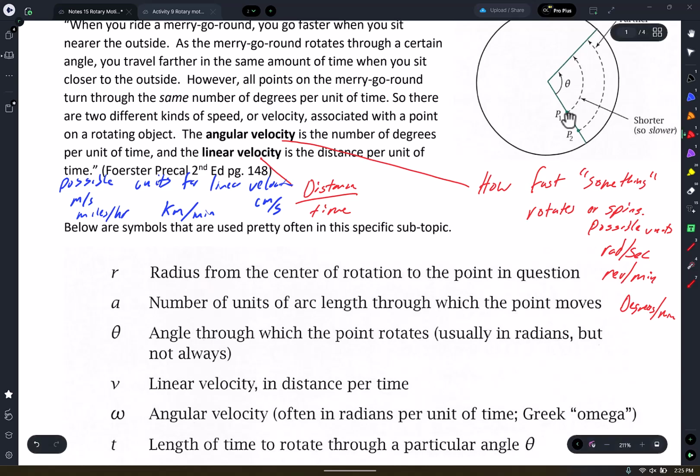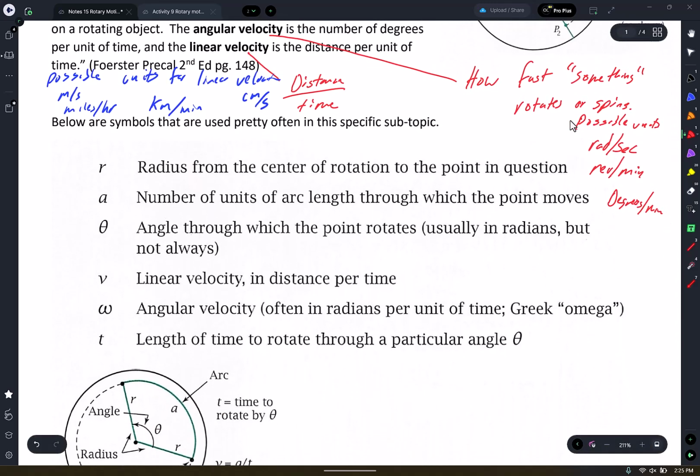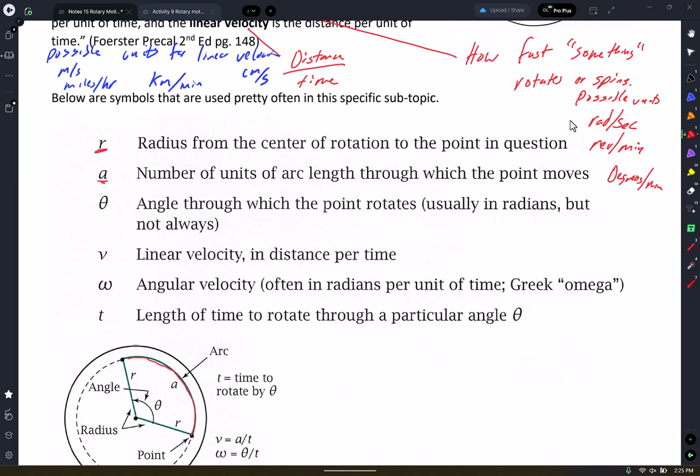You guys okay? All right, and then here are some formulas or some symbols. R is always going to stand for radius. A, in this case, is the number of units of arc length, so that's going to be this distance right here, in centimeters or inches or whatever. Theta is an angle, sometimes in radians, sometimes in degrees, sometimes a revolution, like one revolution. V always stands for linear velocity. This is an omega, and it's an angular velocity, so that's like this rotational velocity. And then T stands for time.